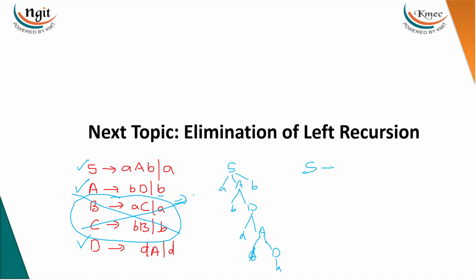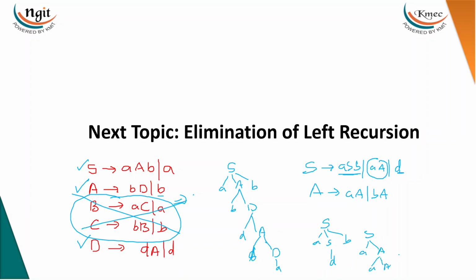For example, if I have S tends to AB or D, then A tends to A or BA. See, for S, I can go with this AB, and for S tends to D, I can terminate this production. But for this A, I cannot terminate, because for S I can take A, for A, A or BA, like that, I cannot terminate. So these are all useless productions. Then you can remove them, right? That is the meaning of useless.